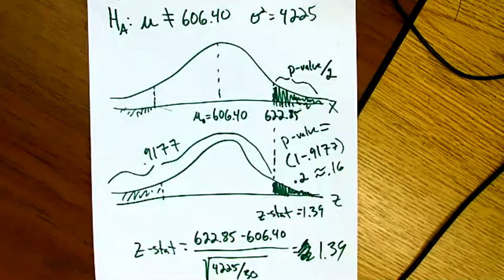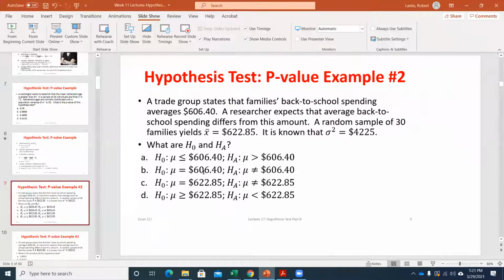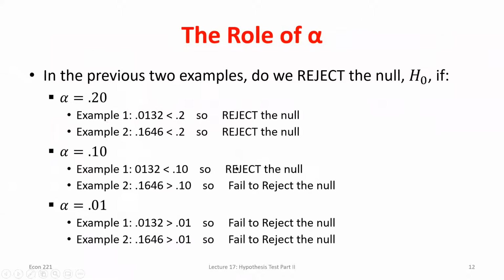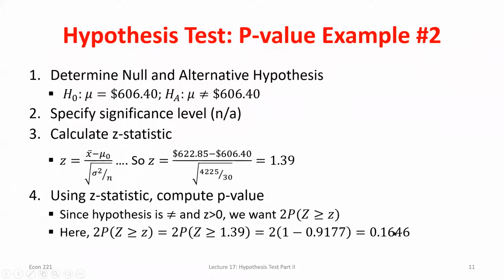Any questions on that so far? So we've got our test statistic. We found our p-value. It's approximately 0.16. Okay. Let's go back here. We did all the work here. Oops. We ended up with exactly 0.1646.